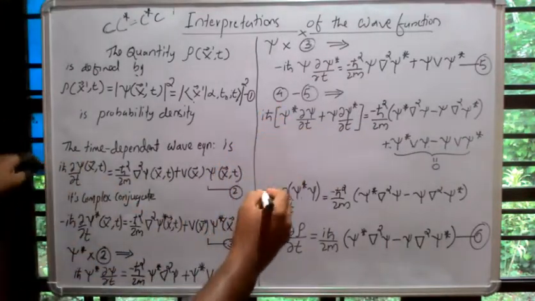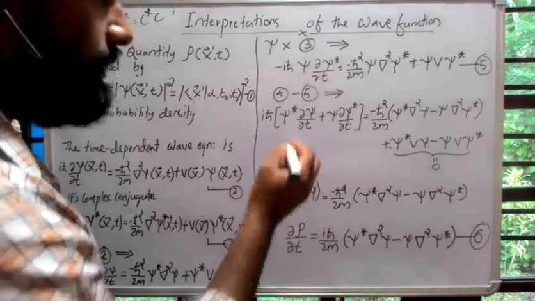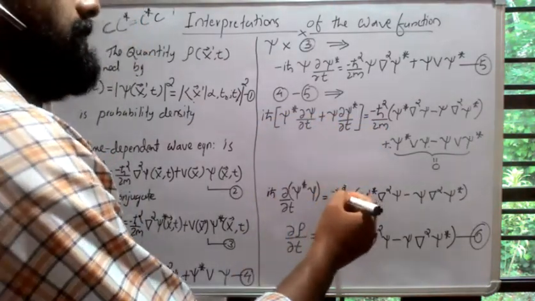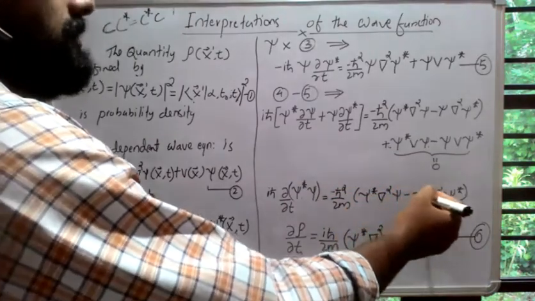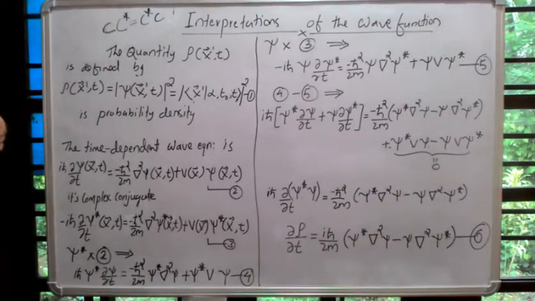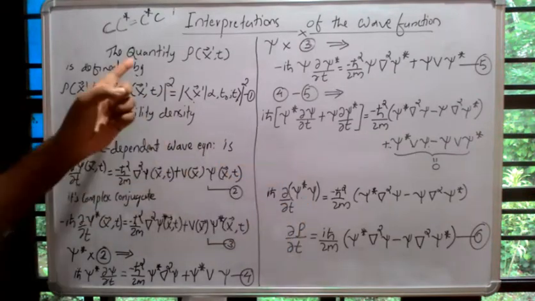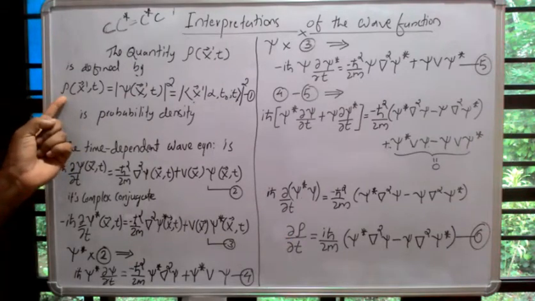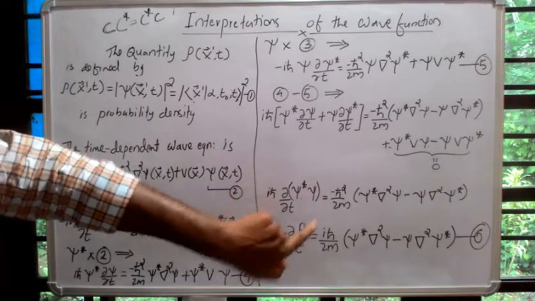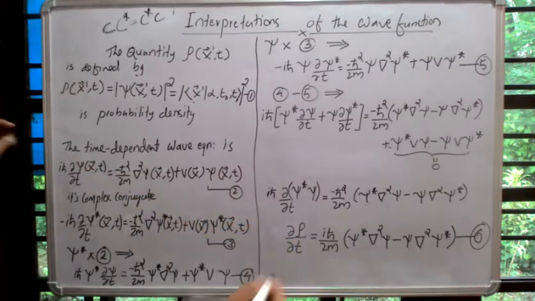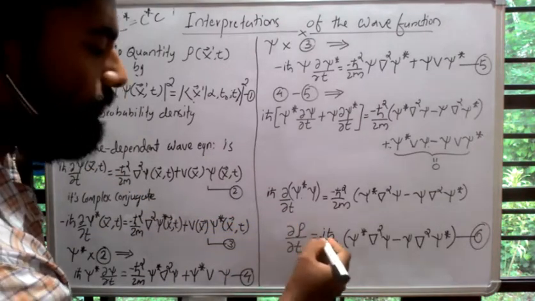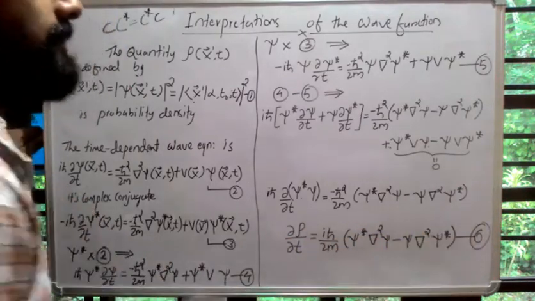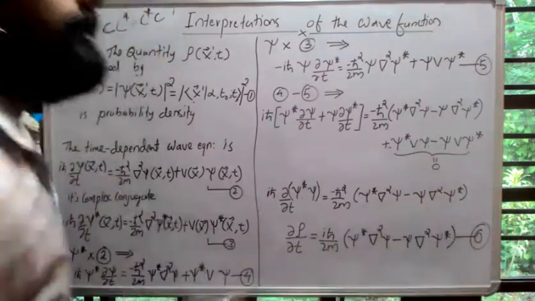We can write this equation as iħ ∂/∂t (ψ*ψ). We can reduce this equation to ∂/∂t (ψ*ψ) = −ħ²/2m (ψ*∇²ψ − ψ∇²ψ*). This is what we defined at the outset: ψ*ψ is the probability density. So instead of ψ*ψ we write ρ, and ∂ρ/∂t, when we manipulate it, equals iħ/2m (ψ*∇²ψ − ψ∇²ψ*), and let me put it as equation 6.